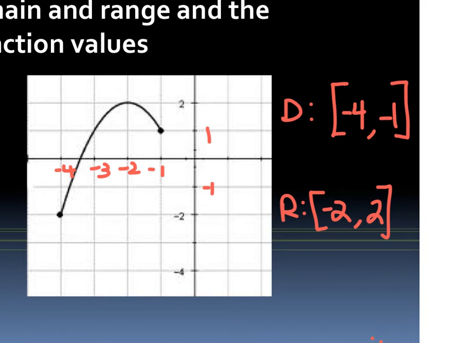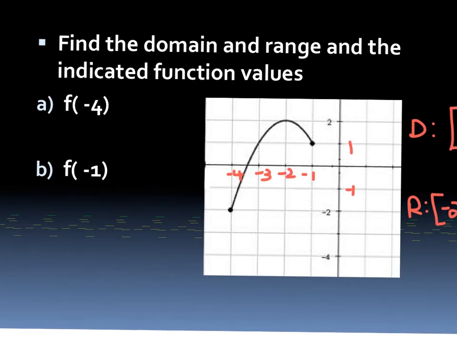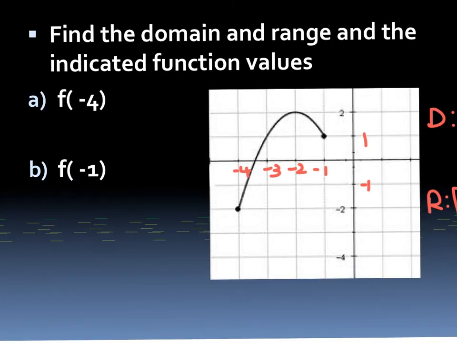Do the second part. Second part says evaluate the function, right? Or find the indicated function value. So f of -4 means I'm going to where x is -4, which would be this line here, and I'm finding where the y is that coordinates with it, which is what? -2. F of -1 would be 1. Everybody see that? Questions?